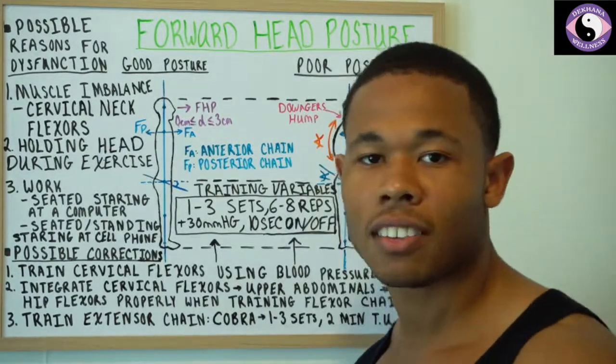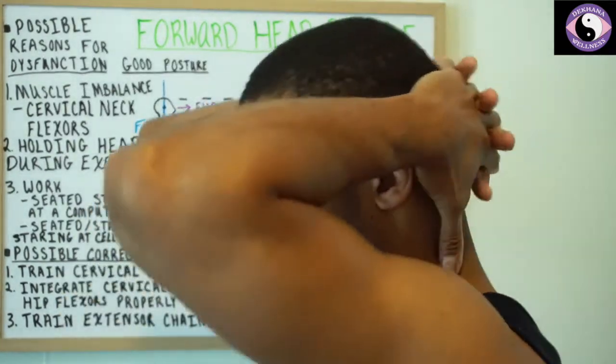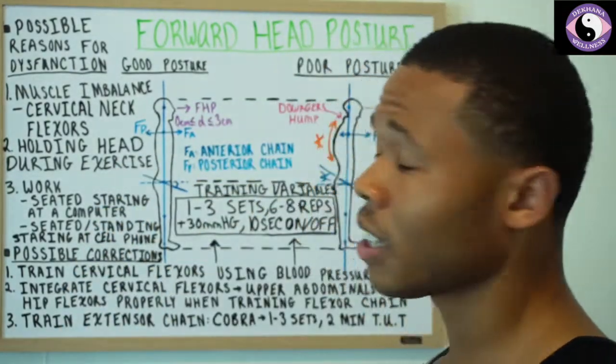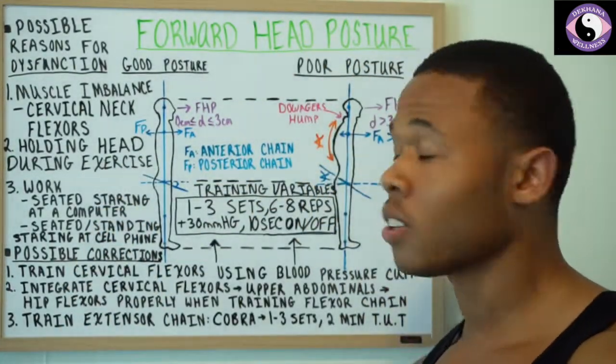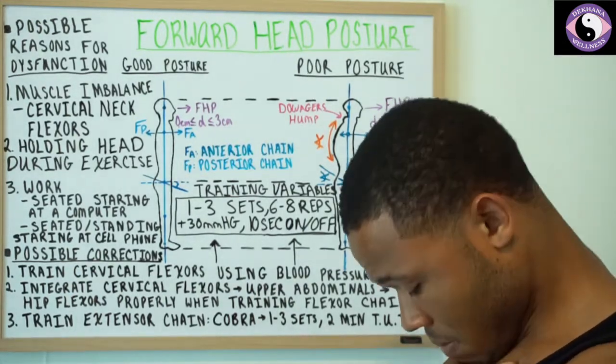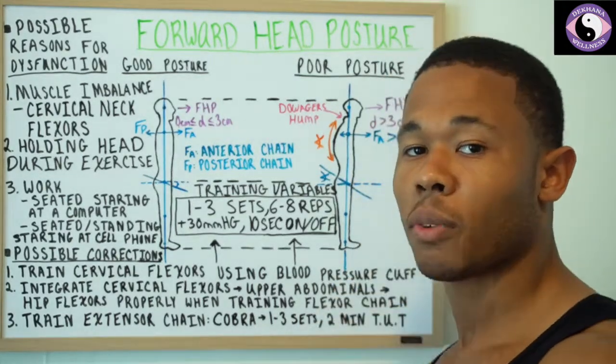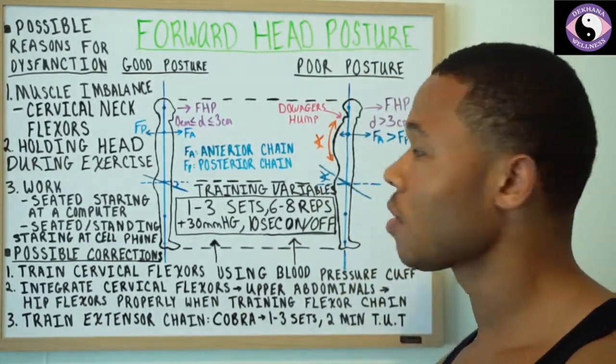Two, holding the head during exercise is another reason. So if you're doing a crunch and you're constantly holding the head when you do crunches. If you checked out the video I did the other day on the Swiss ball with the crunch, I did one with Destiny. You'll see that we bring the neck in, and then the trunk comes forward. That way you're constantly working that flexor chain, which we'll talk about a little later with the solutions.